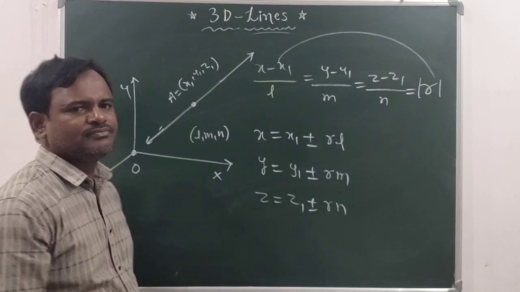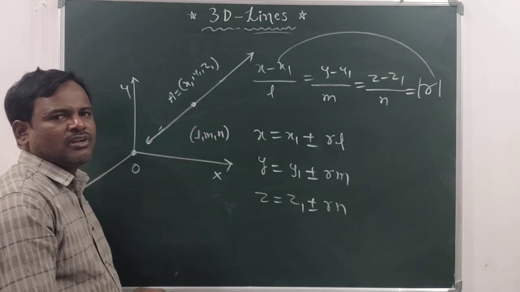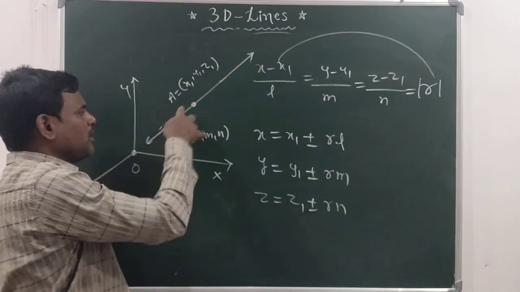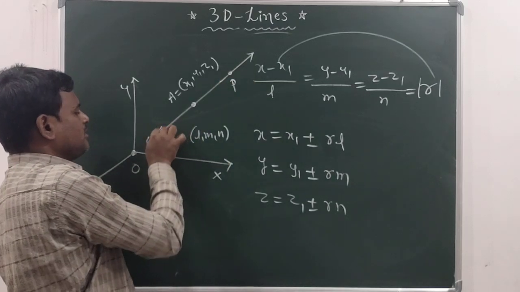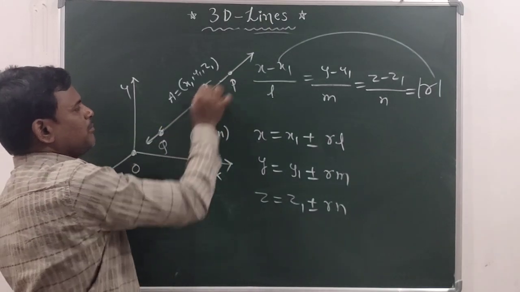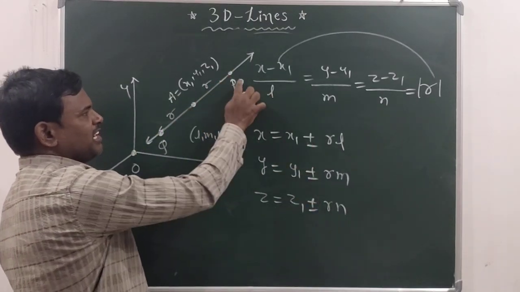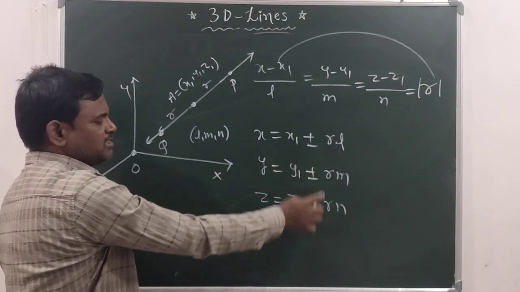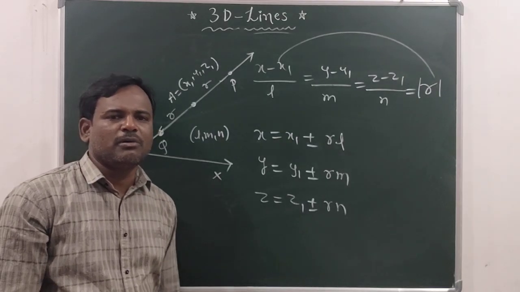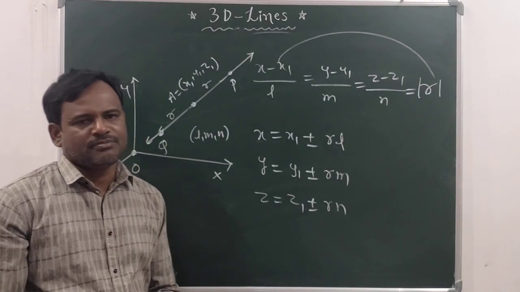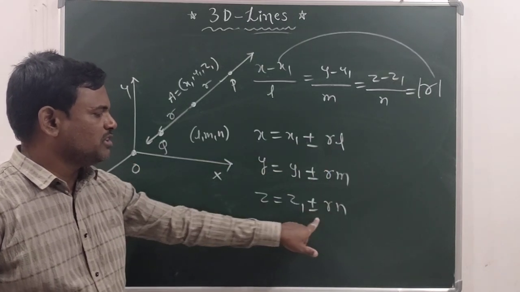two points which are maintaining a distance r units away from A. That point may be above A or below A on this line. So that point may be here or here. Both maintain the same distance, this side r units, this side r units. If you take plus here, you will get this P. If you take minus here, you will get this Q. So in such types of applications, we use this parametric form of a line equation: x equal to x1 plus or minus rl, y equal to y1 plus or minus rm, z equal to z1 plus or minus rn.